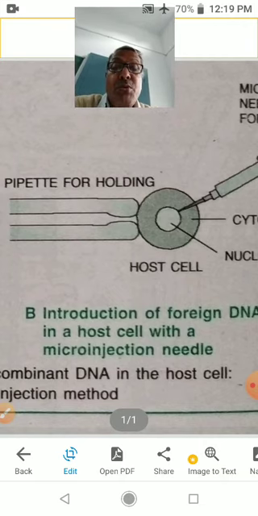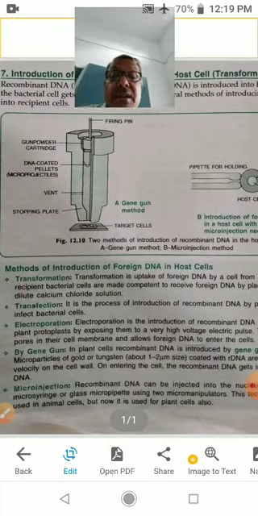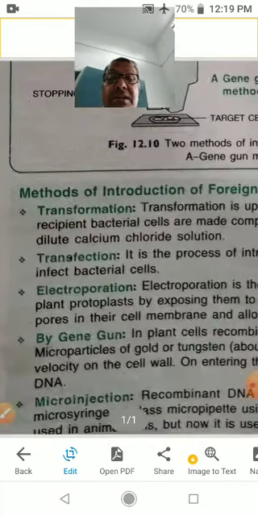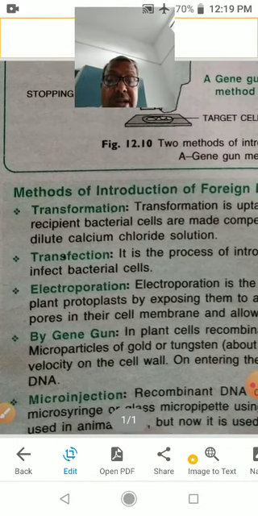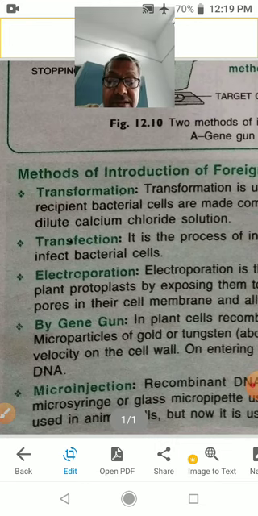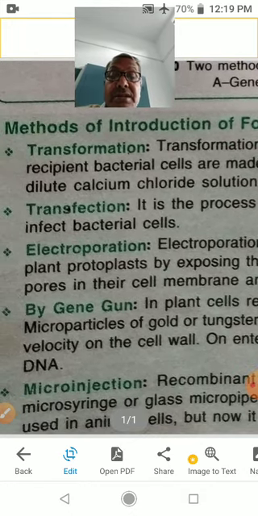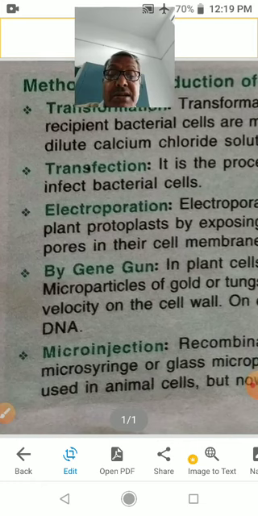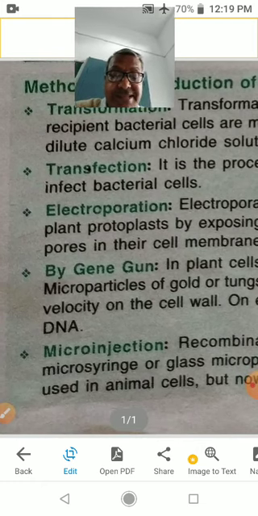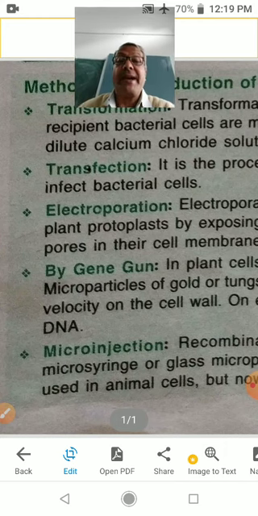But there are some more methods of introducing foreign DNA in host cell. In that, transformation, transfection, electroporation, gene gun and microinjection. So you have to know first what is transformation.